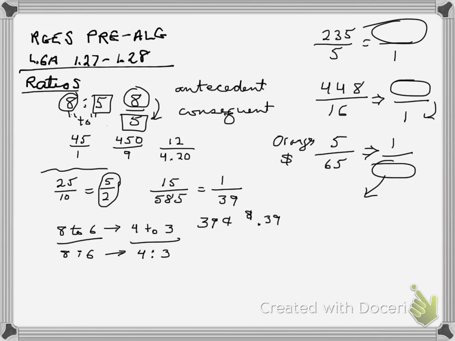Okay, beware of number 4. They've introduced just a little sentence trying to trick you. Let's go on then to 1.28, proportions. What are proportions? Well, proportions are 2 ratios set equal to one another.